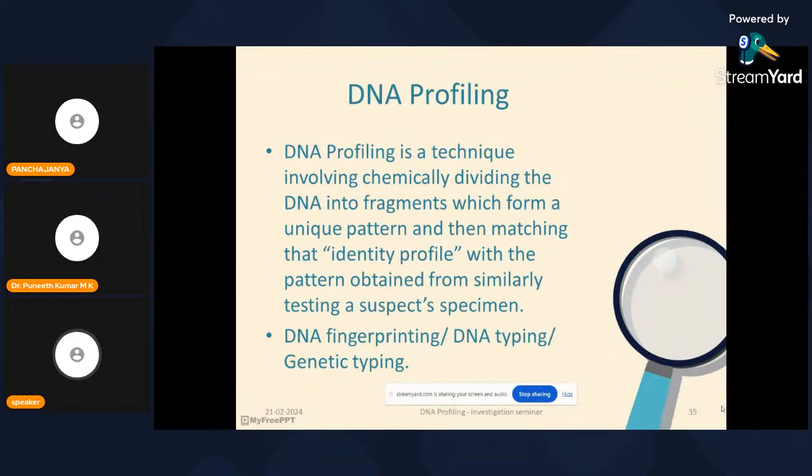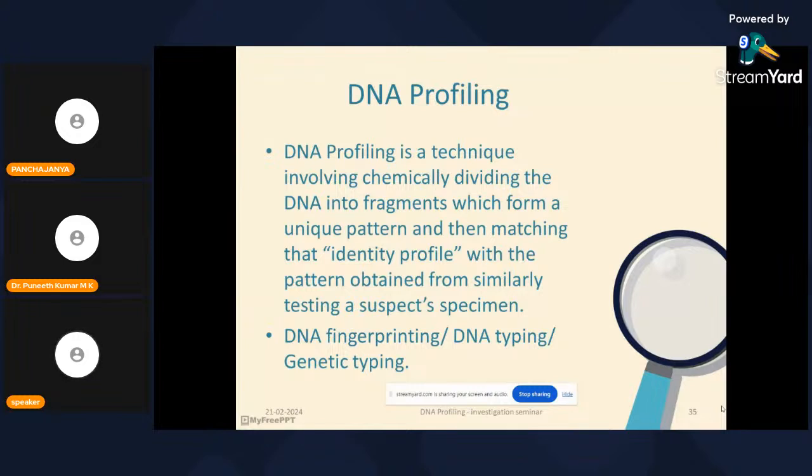Then DNA profiling. DNA profiling is a technique involving chemically dividing DNA into fragments which form a unique pattern, and then matching that identity profile with the pattern obtained from a similar testing in a suspected specimen. Means it is a study of DNA. While studying DNA, we will get certain patterns. The same patterns will be obtained from the suspected persons, and both the patterns will be compared and we'll get evidence, or we can identify whether the suspected person is a murderer or has committed the crime. Like that, we can identify the person.